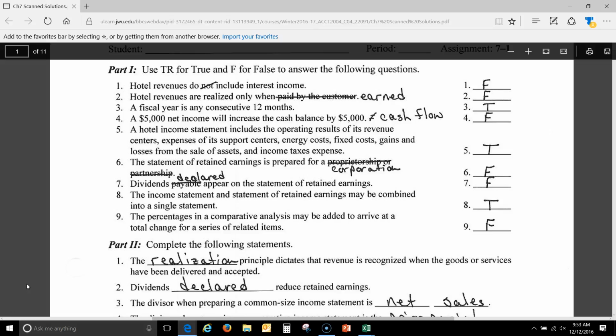Number three, the divisor in a comparative income statement is the prior year. The prior period amount for that line, okay? And again, when you're looking at those comparative analyses, make sure you really pay attention to how those two columns of information are listed, because it should be most current year first and last year second, but sometimes the author flips them, and then you're in trouble when you start calculating percentages.